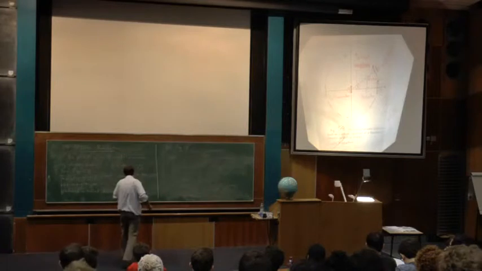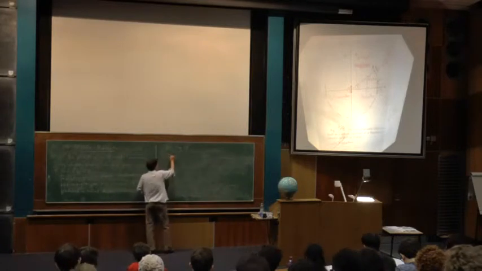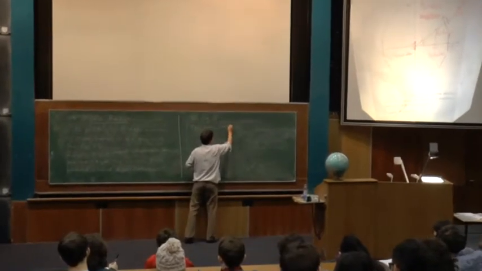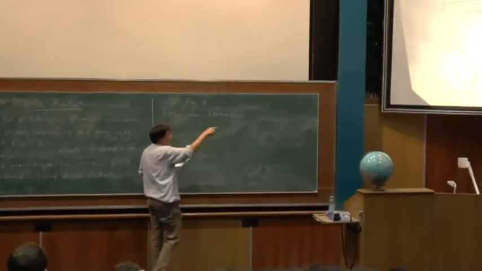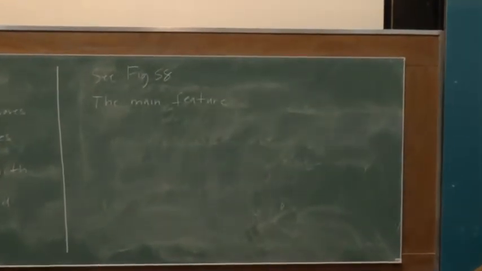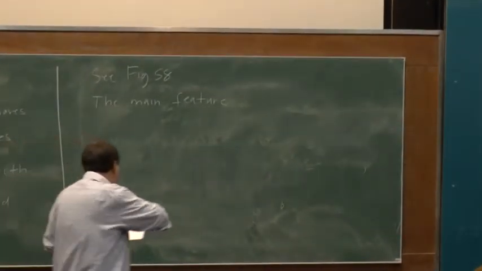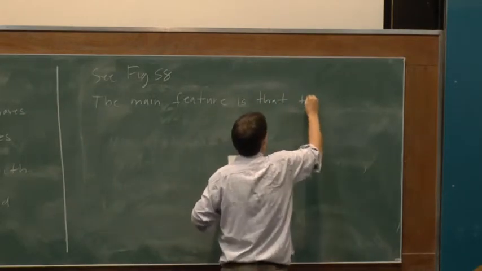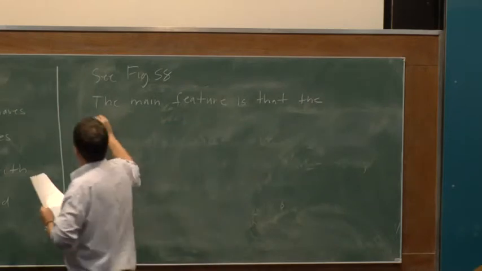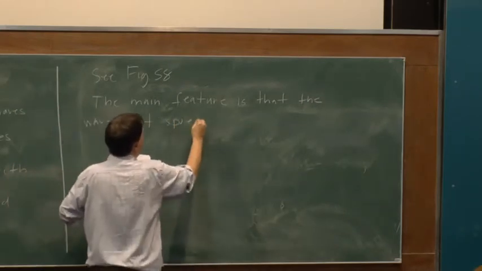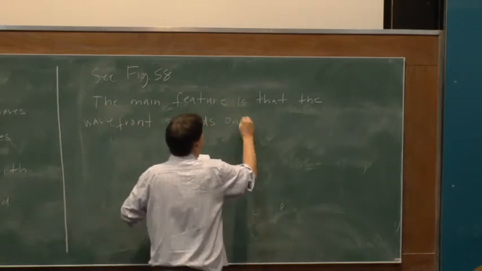So the main feature, and it's only the main feature, not the only feature. As shown in figure 58, there's a strong latitude dependence to the radiation. But the main feature is that the wavefront spreads out over the surface of a sphere.